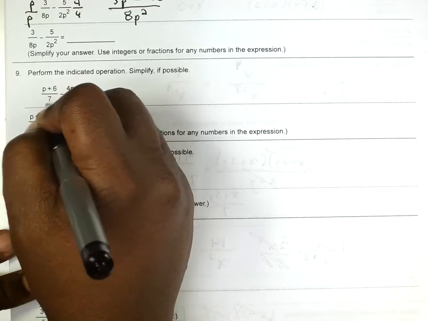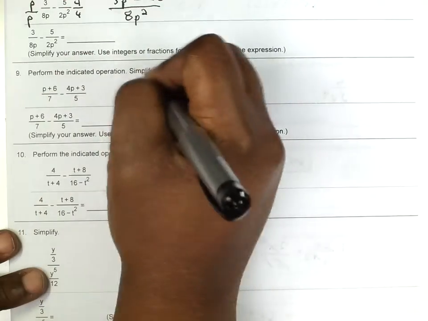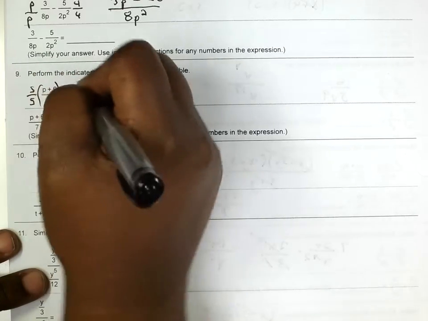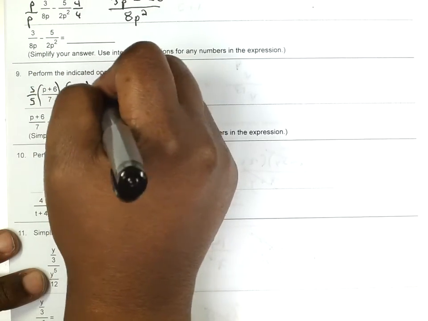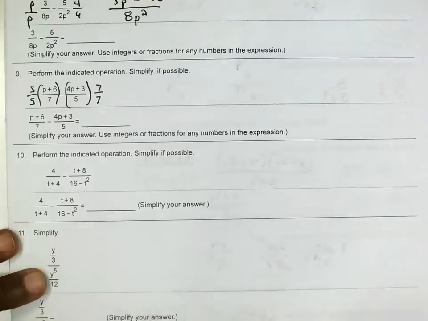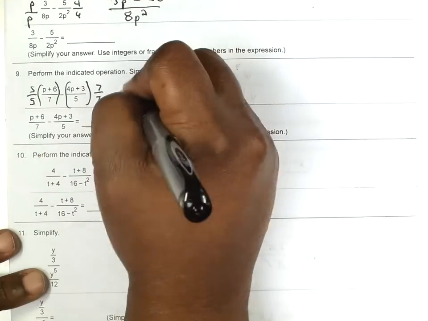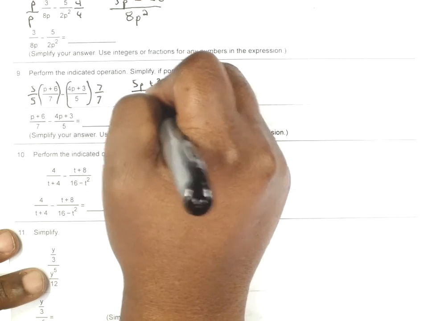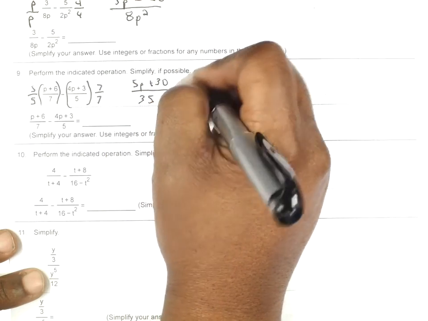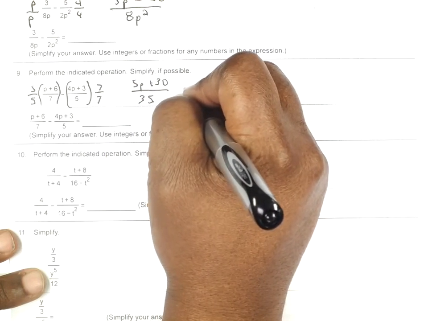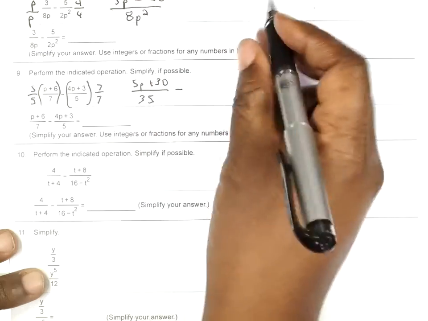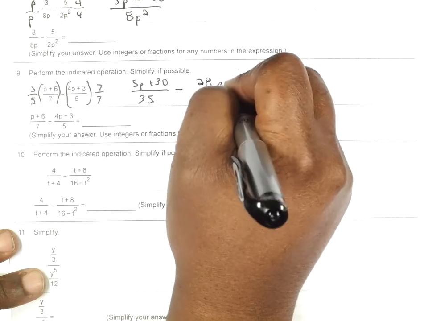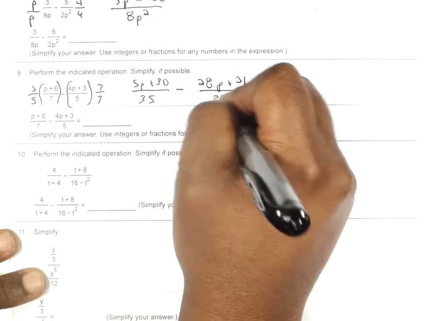Since one denominator is 7, the other is 5, then the LCD is 35. So I'm going to multiply this first one by 5 over 5. And I'm going to multiply the second one by 7 over 7. So distribute that first top, we get 5p plus 30 over 35. And then I'm going to multiply the second one, so we get 28p plus 21 over 35.